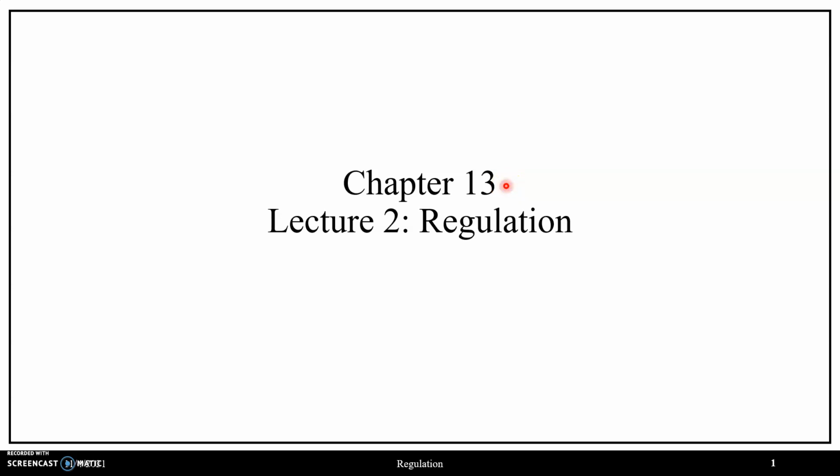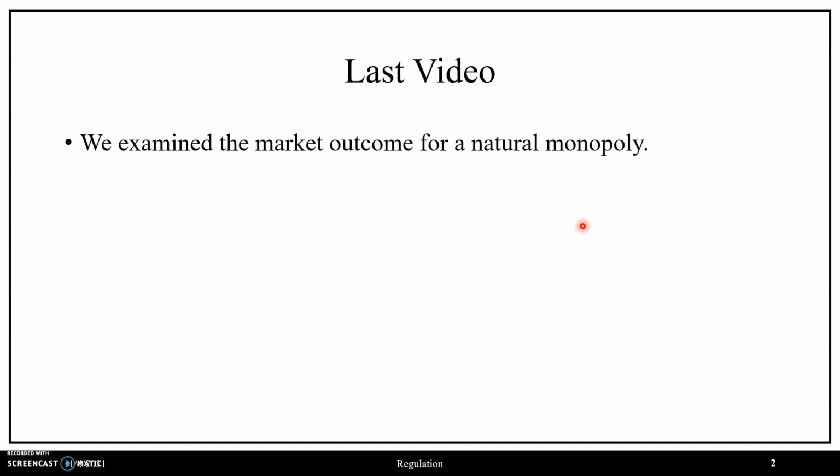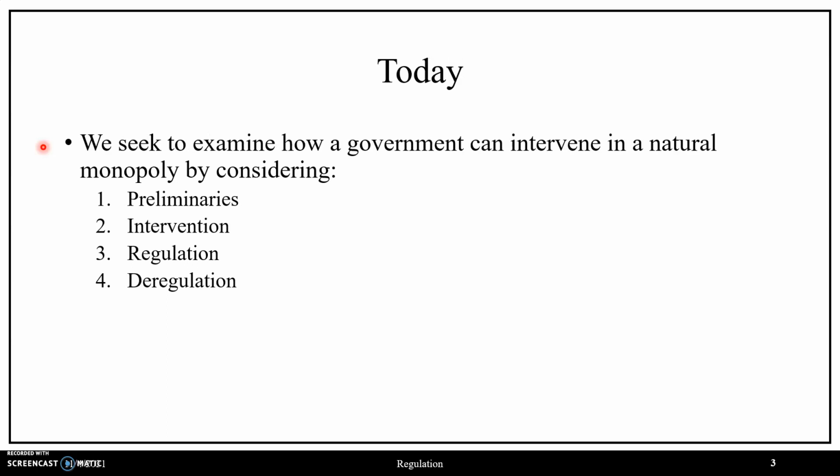In this video, we continue our discussion on Chapter 13, in which we go over regulation, where in our last video we examined the market outcome for a natural monopoly. In today's video, we seek to examine how the government can intervene in a natural monopoly by setting up some preliminaries in order to go over government intervention, to allow us to then consider regulation and conclude with deregulation.